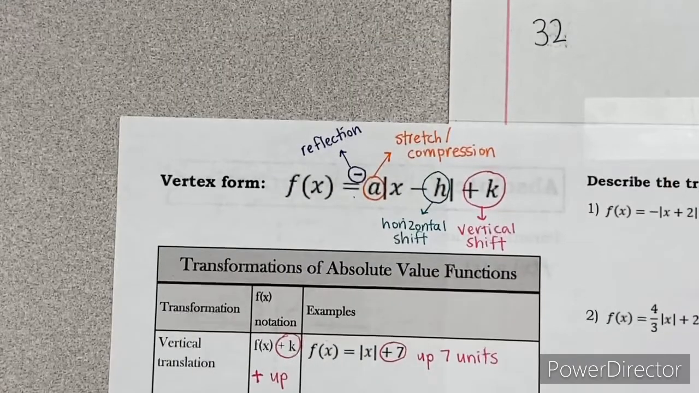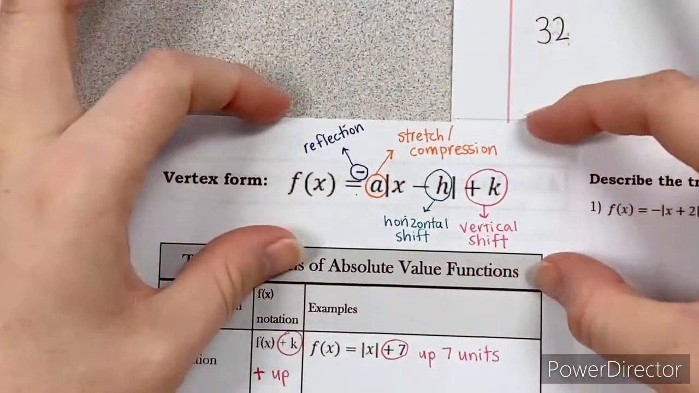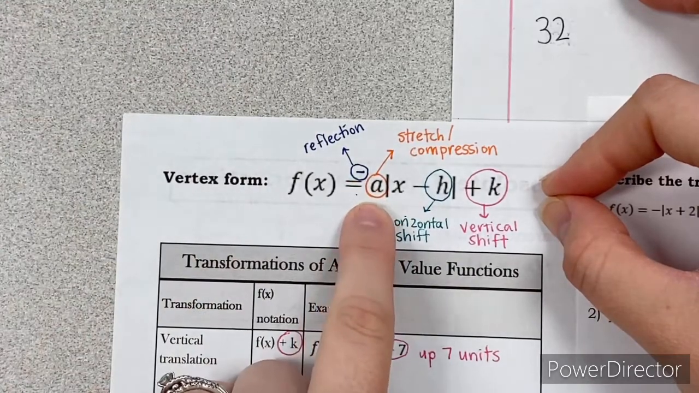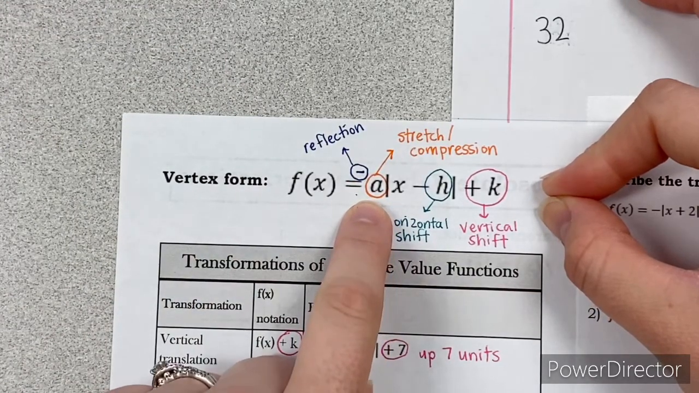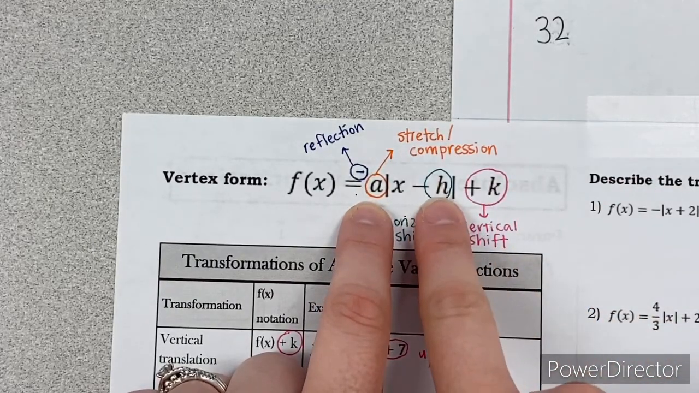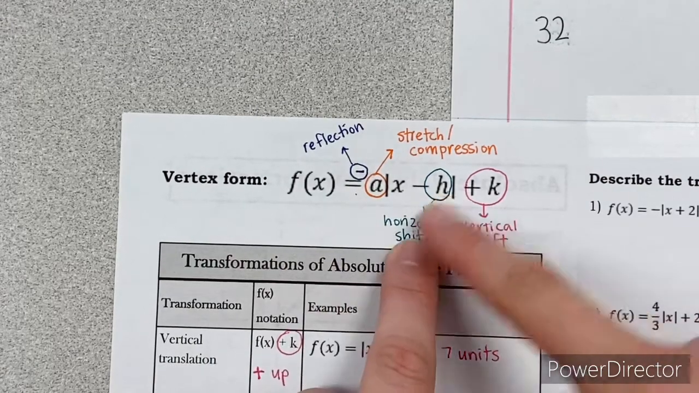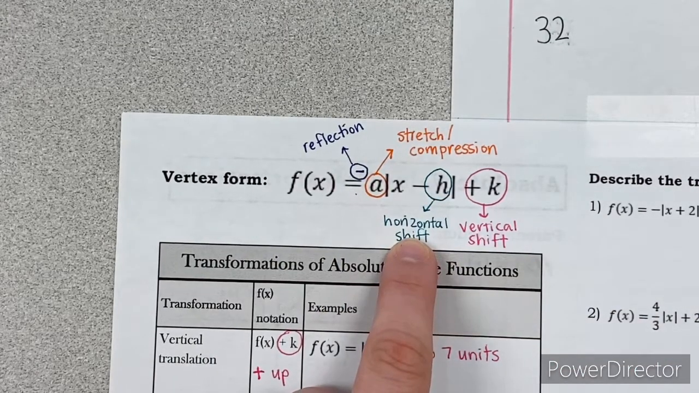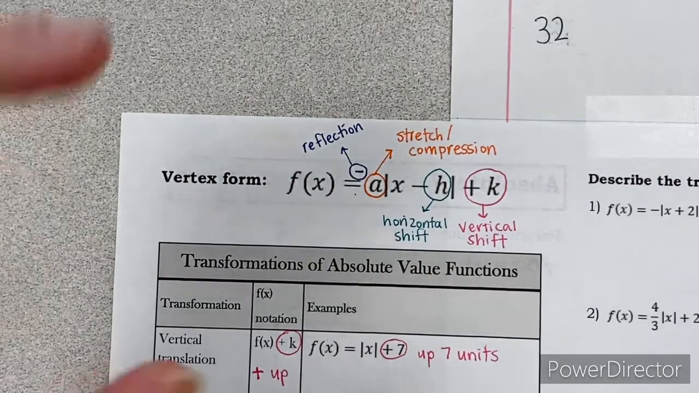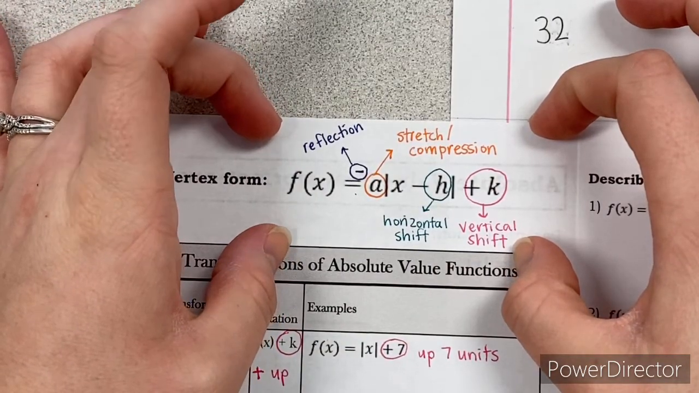studying for the test. When you study for the test, you need to study this. You need to study vertex form, where these letters are in vertex form, and what they mean. So that way, on the test, if you see something that looks like this and there's a number put in for that H spot, you're going to automatically know, hey, that's a horizontal shift, so I'm moving left or right. That is the best way to study transformations. Study the vertex form, study the letters, study what the letters mean.